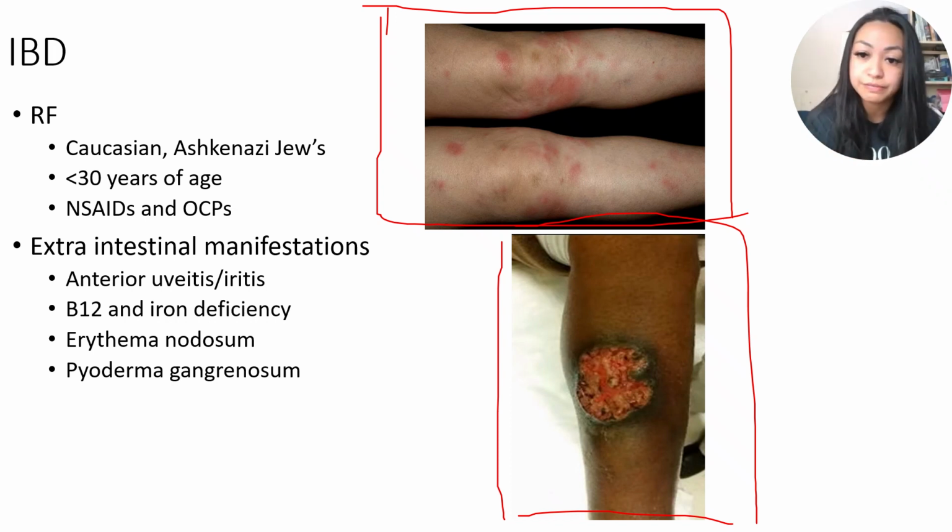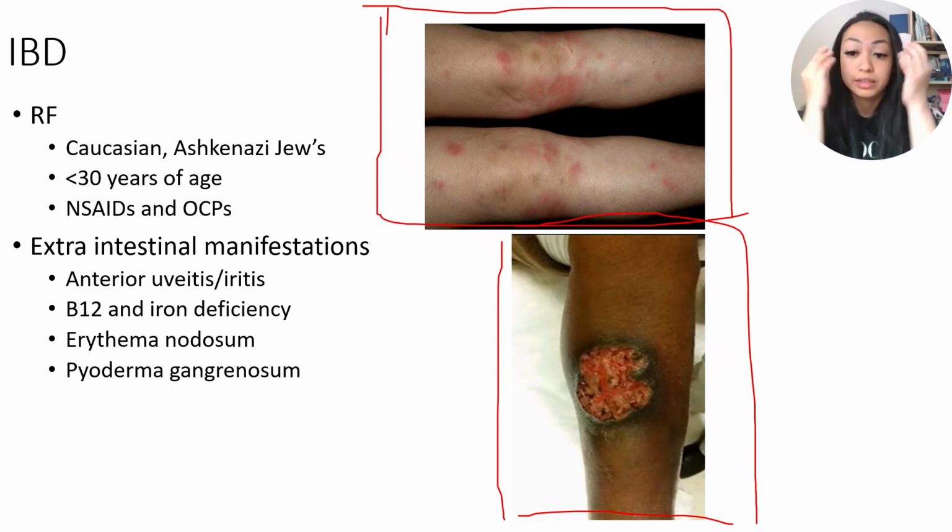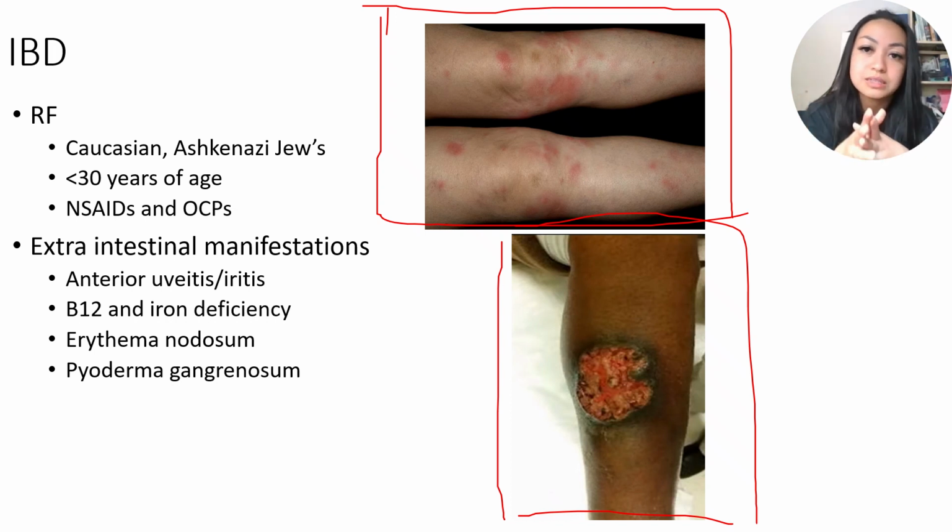inflammation of subcutaneous fat, leading to these painful red lesions usually found on the legs, and B12 and iron deficiency because of the malabsorption. Okay, so just remember those extra intestinal manifestations. So again, in the eyes, you have iritis and anterior uveitis, skin, pyoderma gangrenosum, and erythema nodosum, and in terms of malabsorption issues, B12 and iron deficiency.